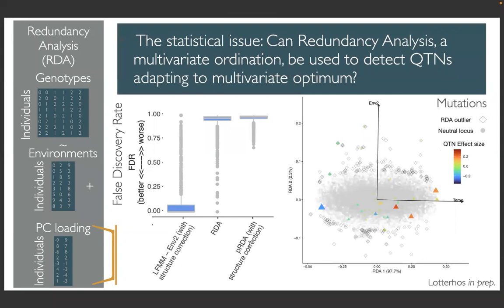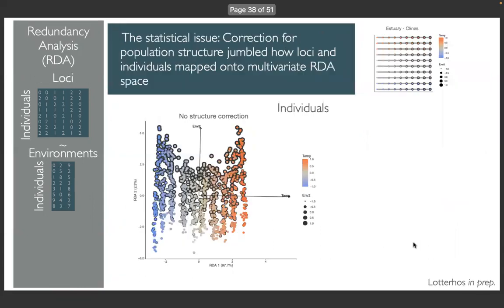And to illustrate a typical example, I've plotted mutations in redundancy space. And these gray points are neutral loci. The quantitative trait nucleotides are colored according to their effect size. The larger ones explain more variance in the trait. And all of these false positives are these black diamonds with gray dots in the middle, all around the outside of the RDA space.